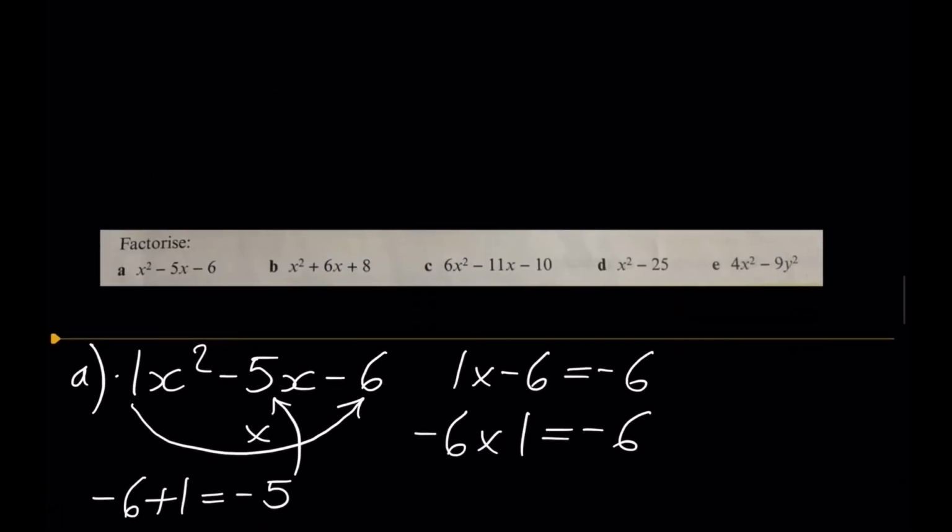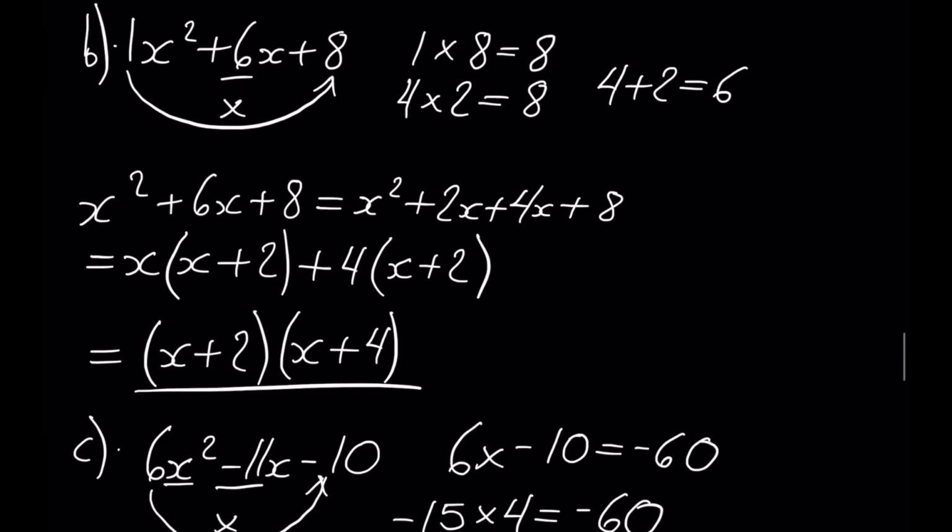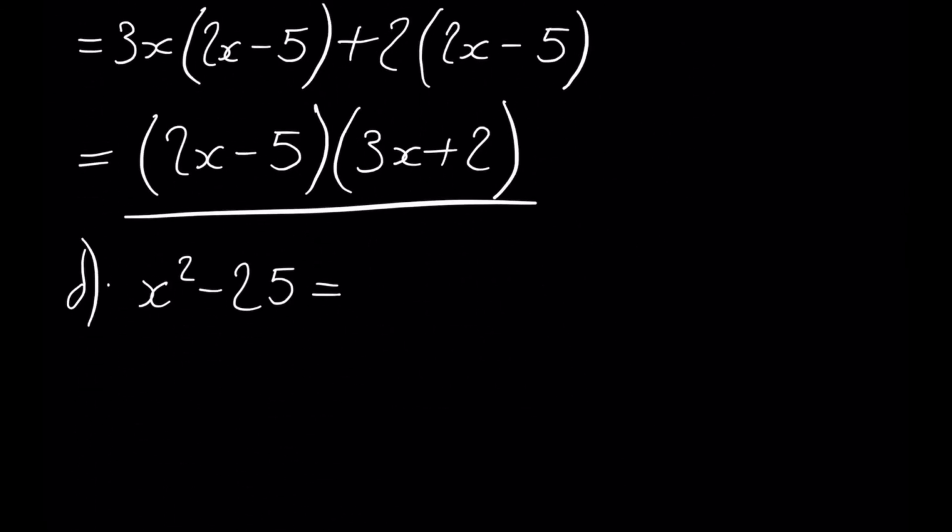Okay, for part D, we've got x squared minus 25. Now, there's a rule we have to use here. This is not an example we've covered before, so I'll explain this rule. So when we have two square numbers in an expression, and one is being subtracted by the other, we use a rule called the difference of two squares. Let me show you what I mean. We can rewrite x squared minus 25 as x minus 5 and x plus 5.